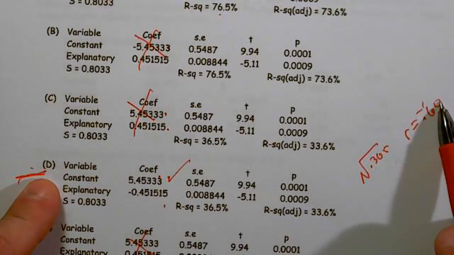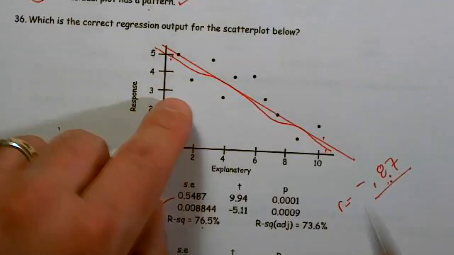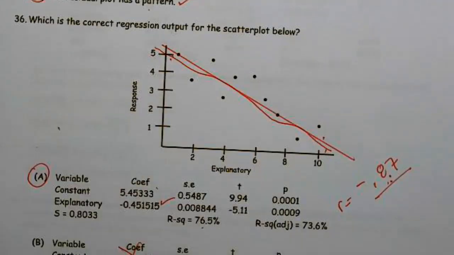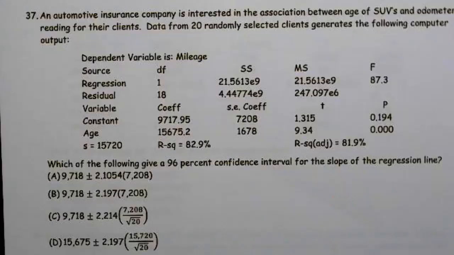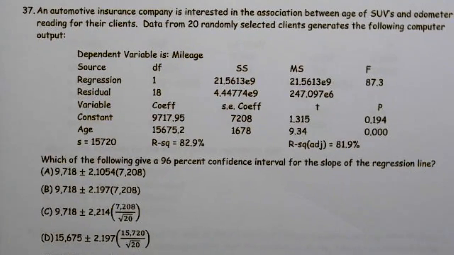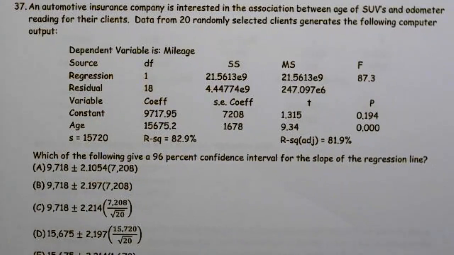All right. The r of 0.6 is not reflective of how close the data points are to the line, or how predictive that equation is. All right, number 37, an automobile insurance company is interested in the association between age of SUVs and odometer readings for their clients. Data from 20 randomly selected clients generates the following computer output. Which of the following gives a 96% confidence interval for the slope of the regression line?